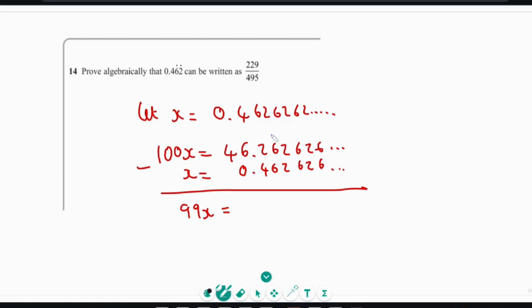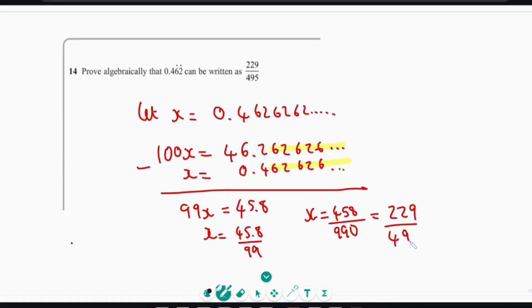If I subtract the right hand side, everything cancels after the decimal point to make 0. 46.2 minus 0.4 is 45.8. Divide both sides by 99. Multiply both by 10. Simplifies to 229 over 495.